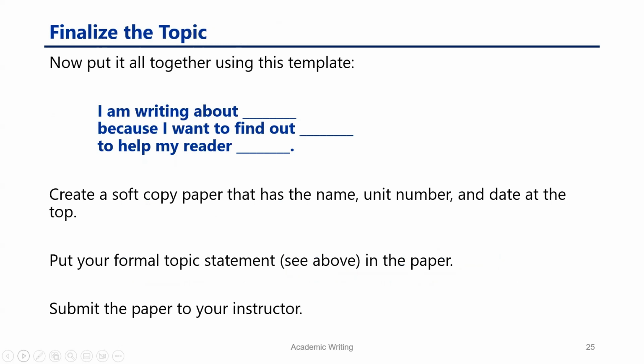Now you can finalize your topic. Put all these things together using this template: I am writing about blank because I want to find out blank, and I want to help my reader blank. Then create a soft copy paper that has your name, the unit number, and the date at the top. Put your formal topic statement that you wrote according to the template above in the paper and submit the paper to your instructor.